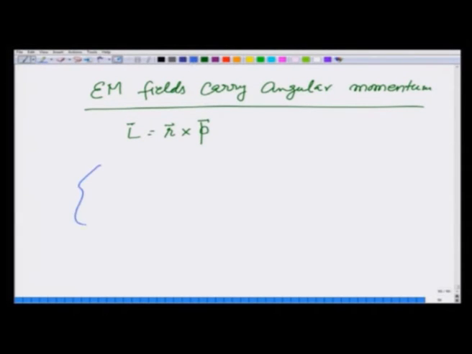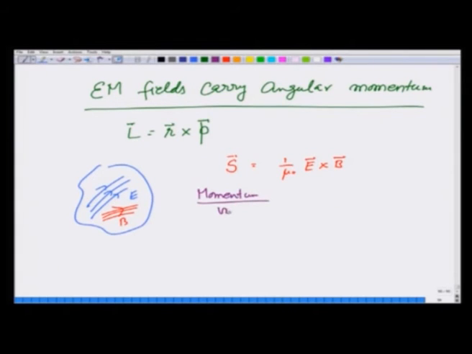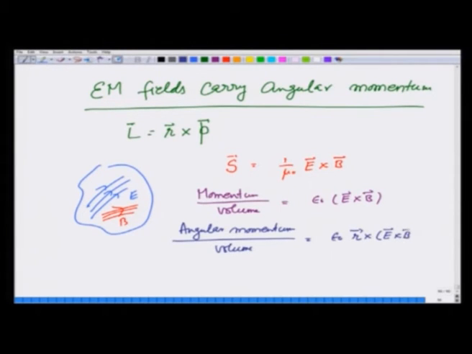So, if there are these electromagnetic fields E and B in a certain region, we have seen that S is 1 over mu 0 E cross B. The momentum content per unit volume is equal to epsilon 0 E cross B, and therefore, angular momentum content per unit volume will be epsilon 0 r cross E cross B. Can this be true? Is this true? Again, we will show it through an example.